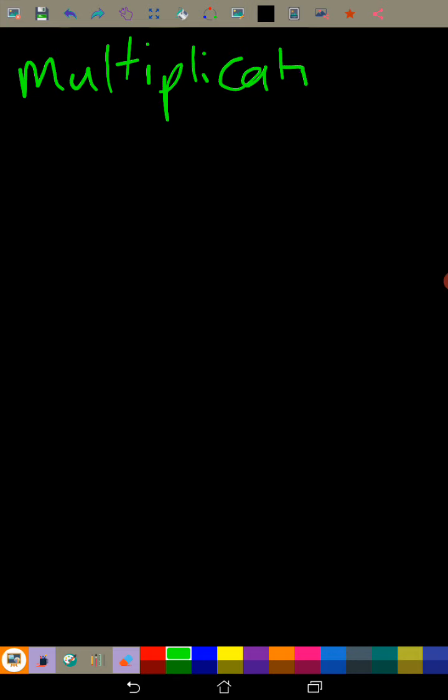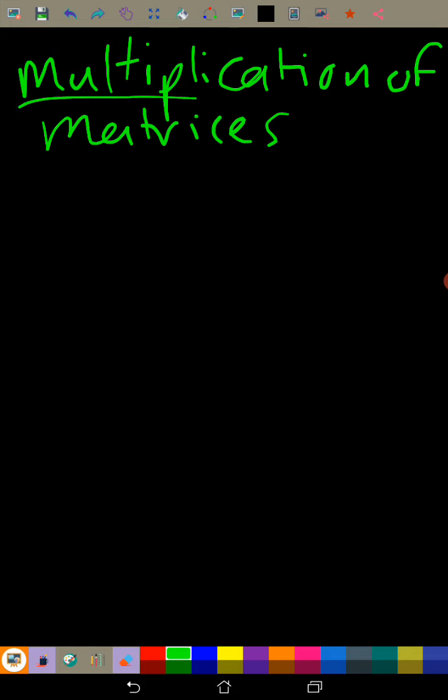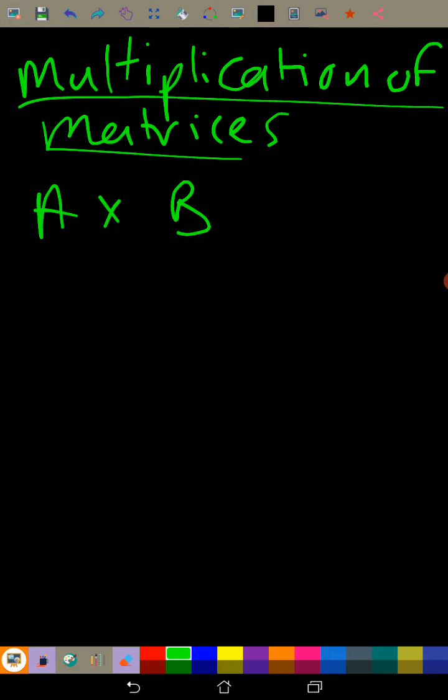But we are not multiplying two matrices. So now, multiplication of matrices. We're getting slowly there. Believe me, once you know it, you know it. So if you have A times B, we know that for addition and subtraction, they have to be of the same size. Otherwise, you cannot do it.